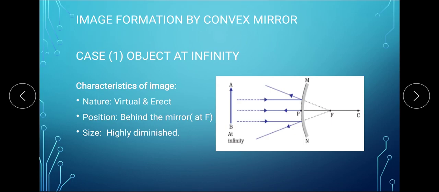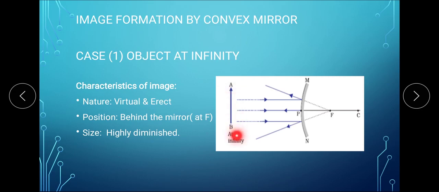In convex mirrors, we will be drawing two ray diagrams. Case 1 will be when the object is at infinity and case 2 when the object is at a finite distance. One we will do with the object at infinity, and the second we will do when the object is between infinity and pole, meaning at a finite distance. Let's start with case 1 when the object is at infinity.